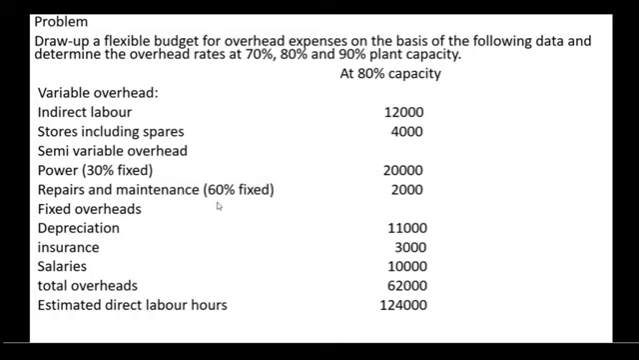And the next, that is the fixed overheads. Under this, the depreciation 11,000, insurance 3,000, salaries 10,000. So this all fixed overheads.